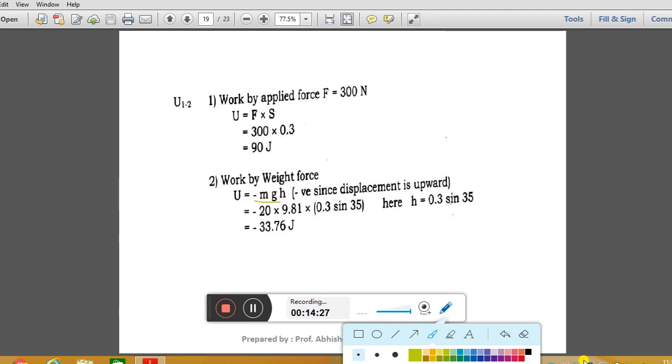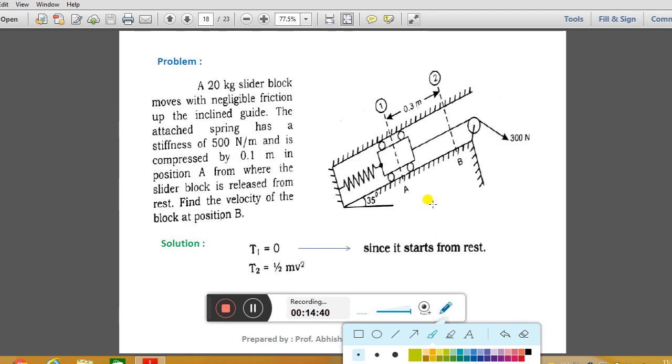The value of m we know, m is 20, value of g is 9.81. We have to find the value of h, that is the vertical displacement. So let us find this value of h. First of all, basically if this is 35 degrees, then this is also 35 degrees. So this value we have to find. This is the value of H.